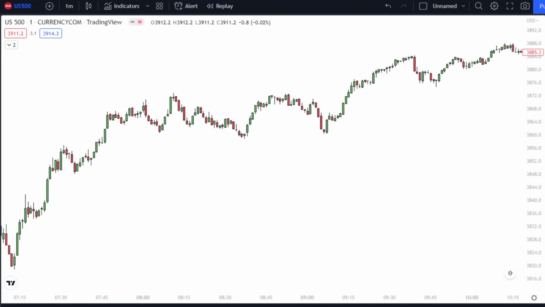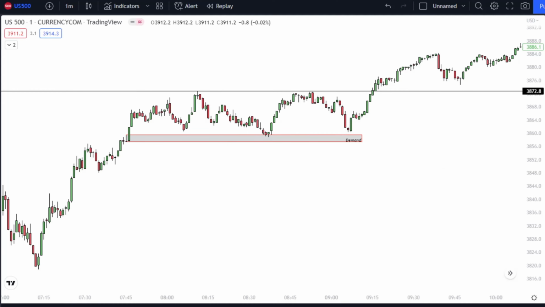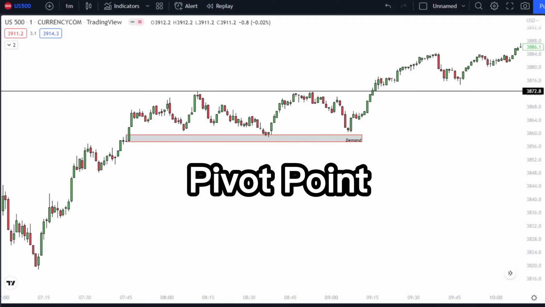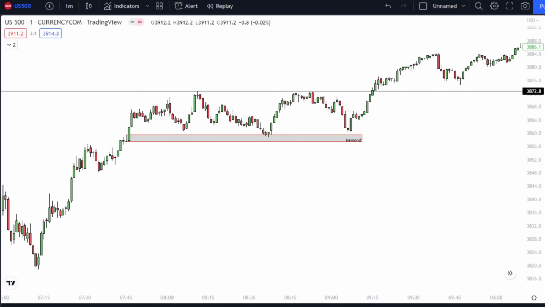Now, the first secret to scalping is identifying your key levels. If you're unfamiliar with key levels, they can be anything such as a simple pivot point, support and resistance, or a supply and demand level. You are going to be using these key levels on smaller time frames, as you are looking for smaller trades. On a larger time frame, there's more room for error, so I would say stick to anything 30-minute and below for these.